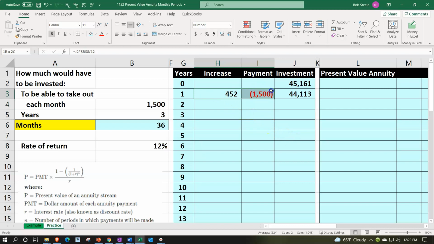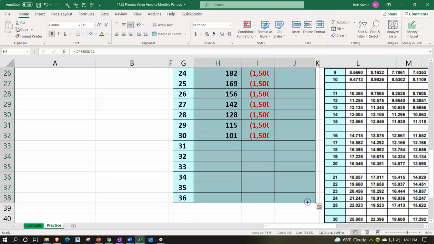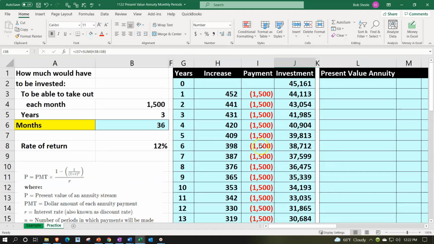Let's go ahead and select these then, and we're just going to copy it all the way down, putting our cursor on the fill handle, dragging it down 36 periods, right on down. There we go, and the end result at 0, indicating that it looks like we did it correctly. So that's going to give us an indication. So that's basically what you'd want to do kind of in practice.